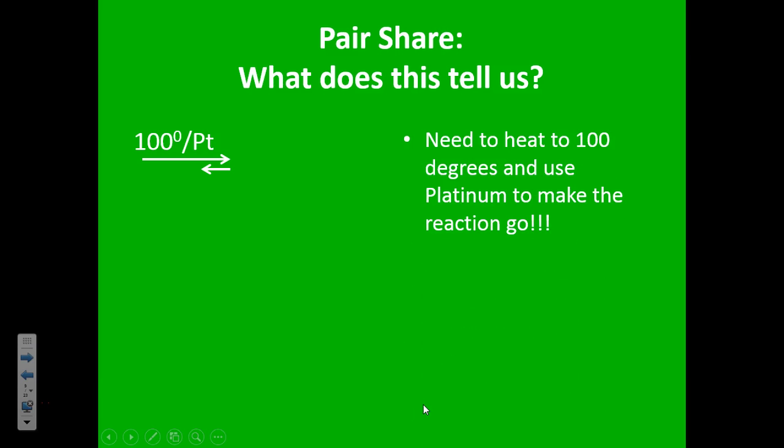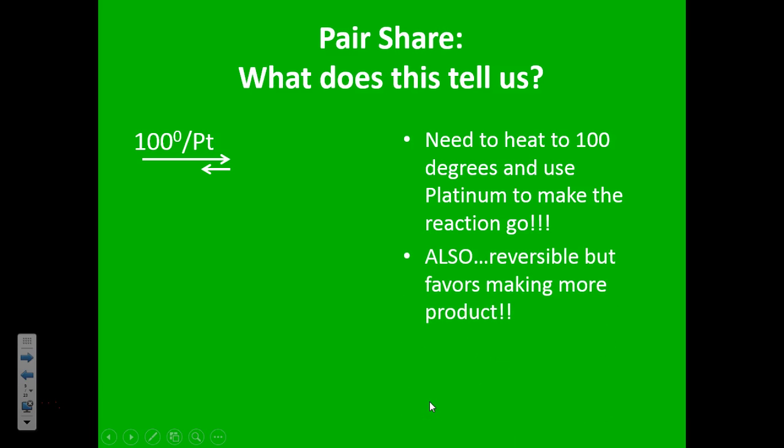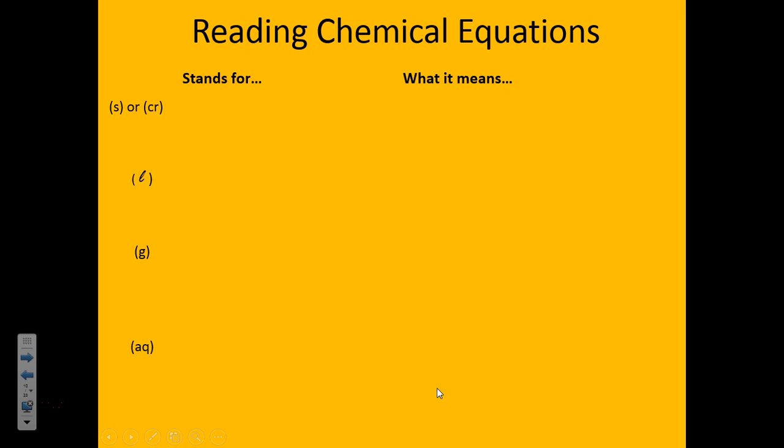Okay, so the 100 degrees there indicates that it should be at 100 degrees Celsius when you take on this reaction. The Pt here, that's platinum, all right, and that means that platinum is a catalyst. We have two arrows here, which means it's reversible, but the forward arrow is greater, which means that it is product favored. Okay, so that's basically all the parts to that.